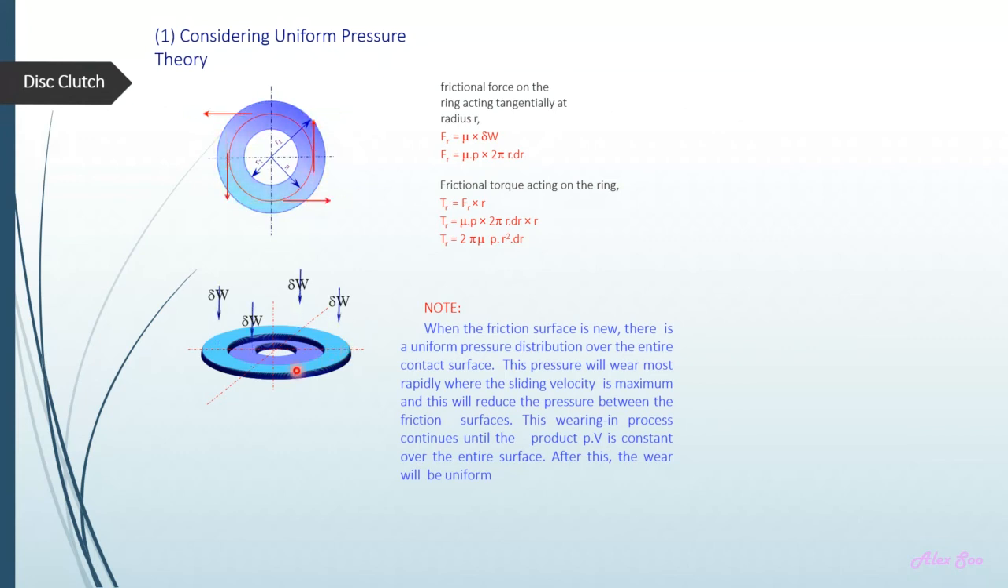So once a surface wears off, the pressure distribution will not be uniform, will not be the same anymore after a period of time. This wearing-in process continues until the product of pressure and velocity is constant over the entire surface. After this, the wear will be uniform, so we consider it as uniform wear after that.